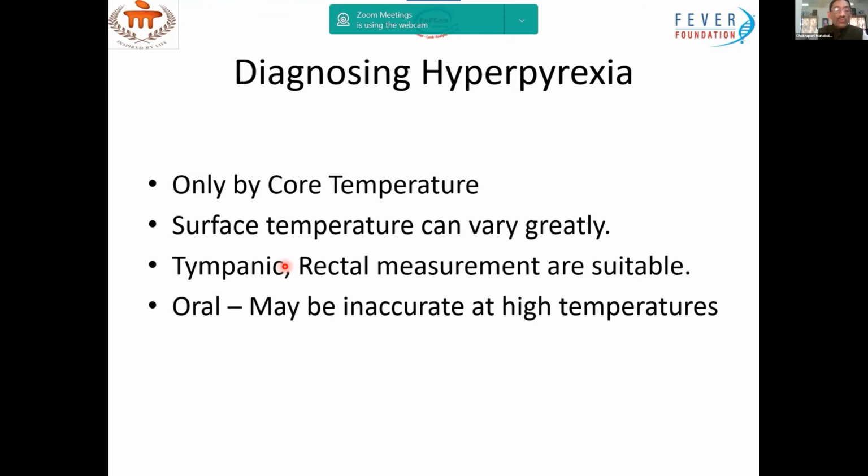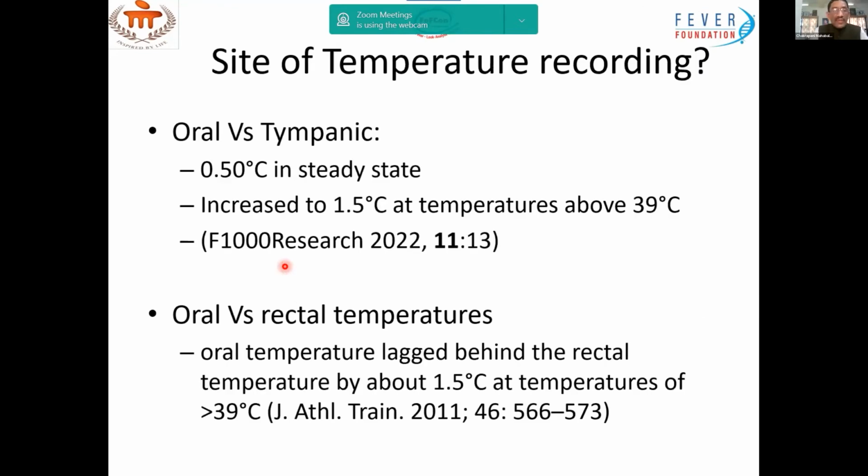That's why we have to measure core temperature either by the rectal measurement or the newly developed tympanic recordings. We have published a small study recently where we compared the sublingual temperature and the tympanic temperature. What we found was that in steady state or even mild to moderate temperatures, the difference is hardly about 0.5 degrees centigrade between the tympanic temperature and the oral temperature.